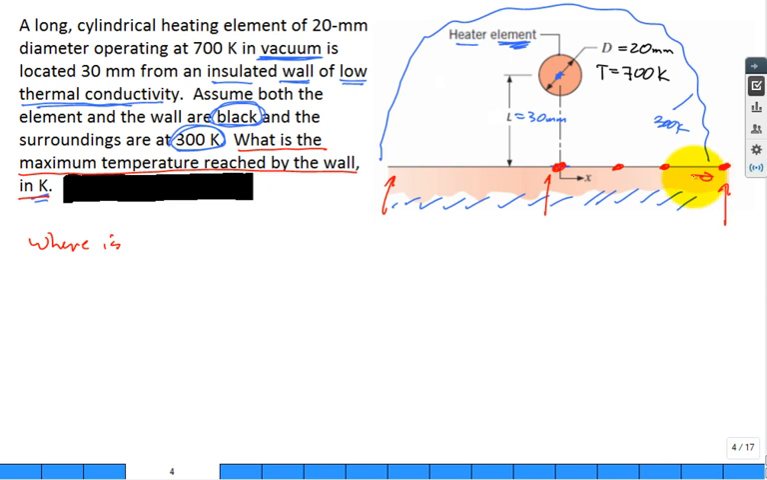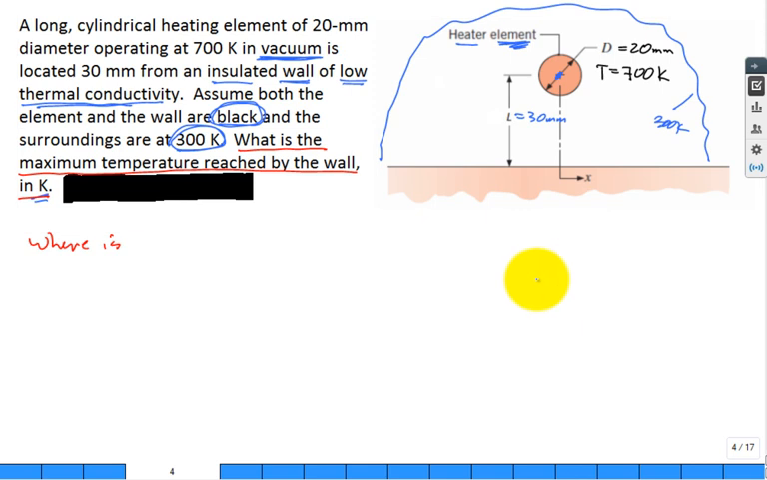Okay, so how am I going to calculate that maximum temperature? Should I consider an enclosure, or should I consider the area for the wall to be something like this and calculate the average temperature for that segment? Or should I calculate the temperature for this little segment? Clicker question.